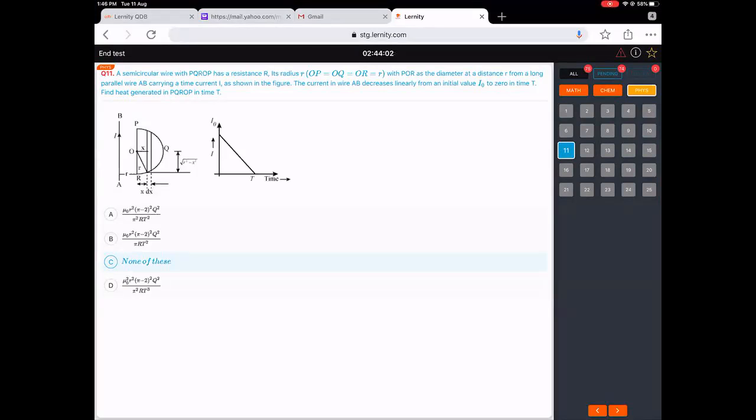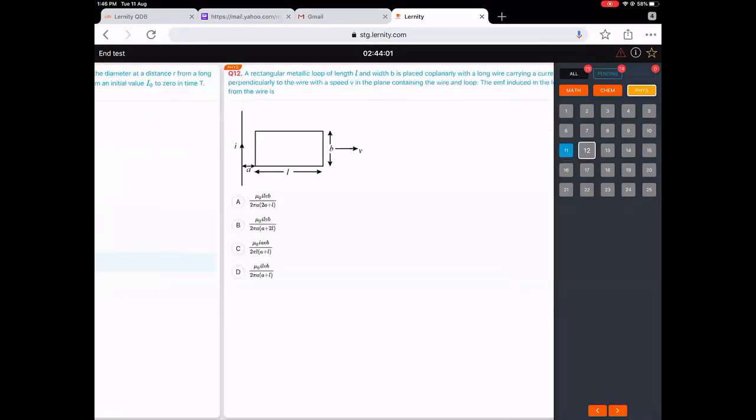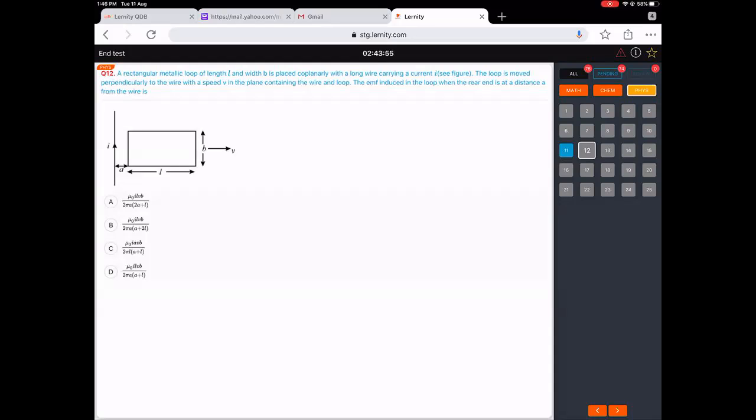So there's another question, it seems. Okay, let me just do one by one from here. Then we'll come back and do that. A rectangular metallic loop of given width is placed coplanar with a wire. The loop is moved perpendicular to the wire with some speed. Find the EMF induced in the loop when the rear end is at a distance of A from this wire. Okay, so it is mu naught ILVB.